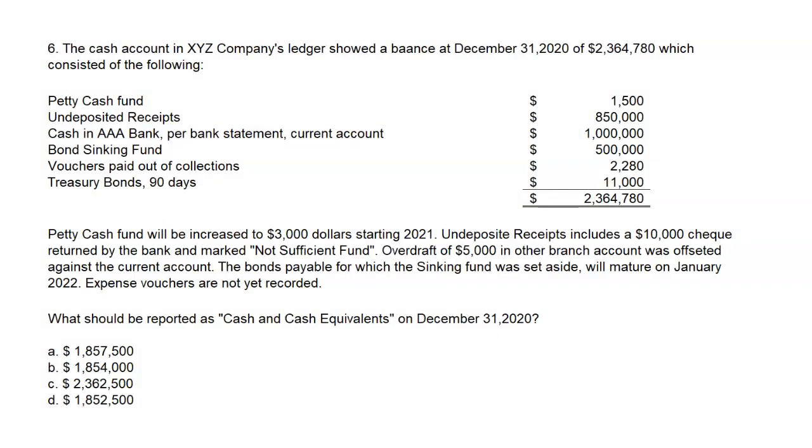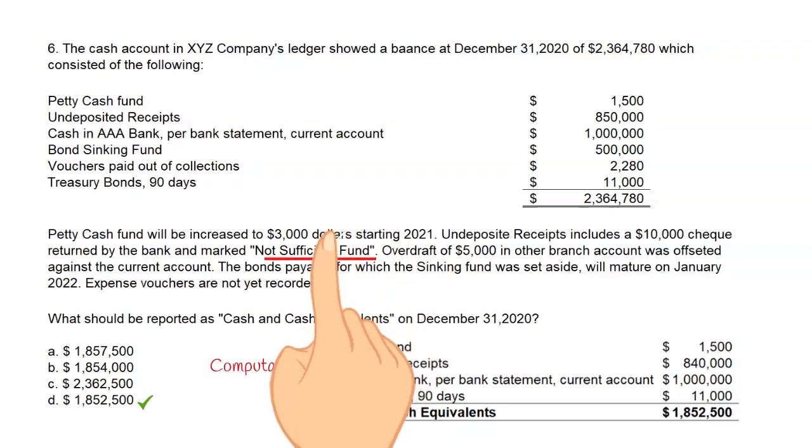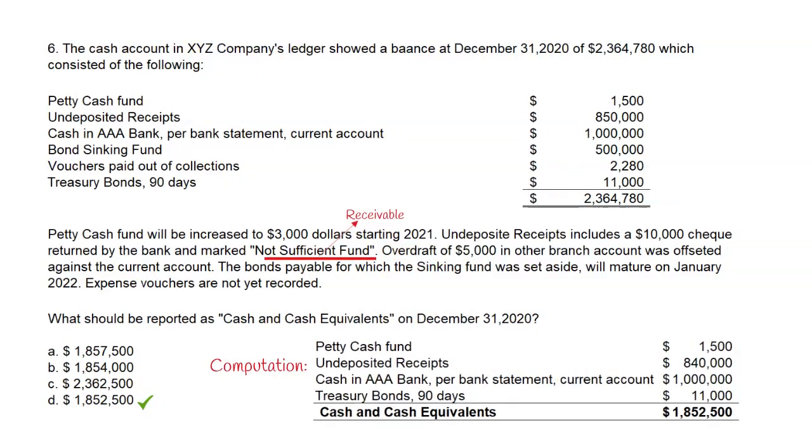Number 6. The correct answer is letter D. We have deducted from undeposited receipts the check with insufficient fund. This kind of check will not be accepted by the bank and does not eliminate the payer's obligation. Therefore, it should remain in the receivable account and be excluded from cash.